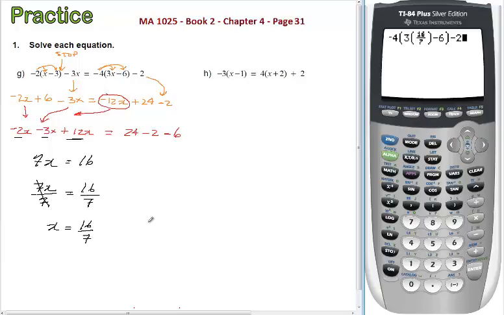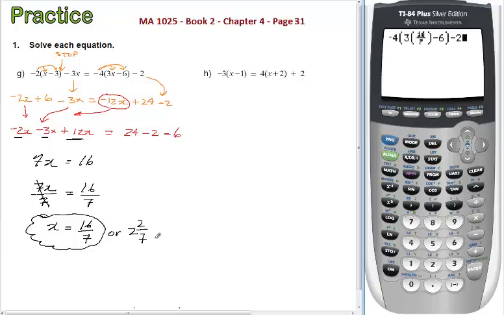Now we have to verify that. And I like to check my answers. So I'm going to take answer 16 over 7. Or I guess you could change it to mixed if you prefer. What would that be in mixed? 2 7s are 14. 2 left over. So you could call it 2 and 2 7ths.